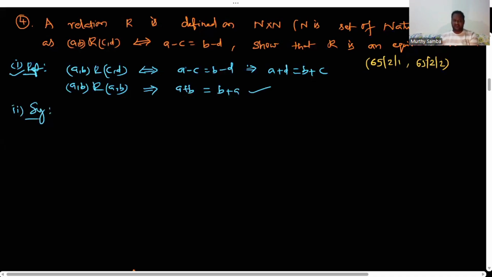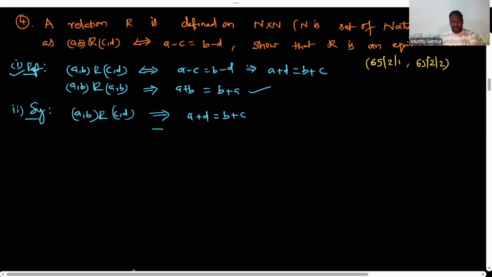In the case of symmetric relation, (A, B) is related to (C, D). (A, B) related to (C, D) means what? A plus D is equal to B plus C. What are you supposed to prove now? You have to prove that (C, D) is related to (A, B).